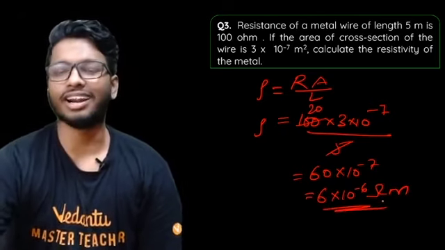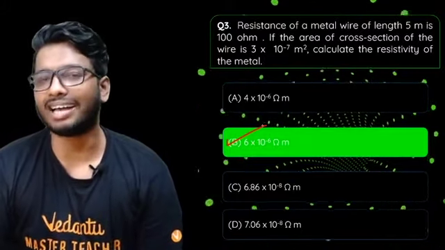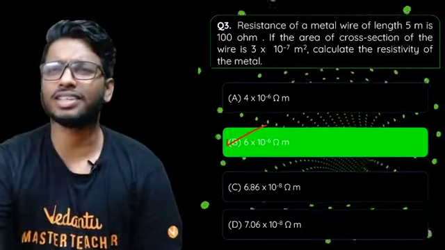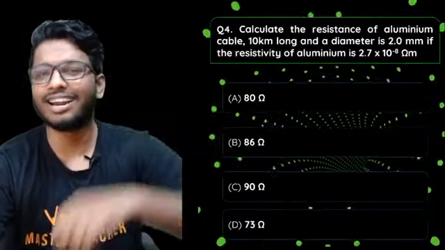Simple as that, guys. So the right answer to this question would be option number B, that is 6 into 10 to the power of minus 6 ohm meter. As simple as that. Very straightforward, simple question. I think that everyone would be able to do this. Well done, people. Congratulations. Next question.